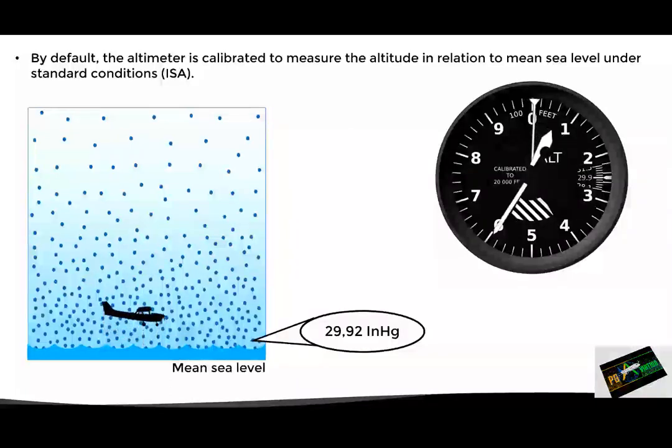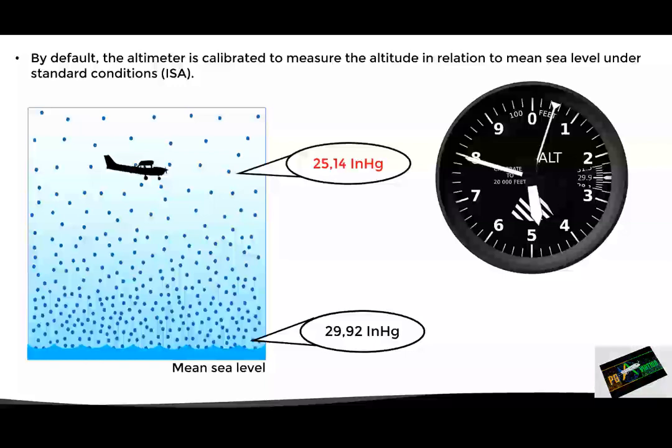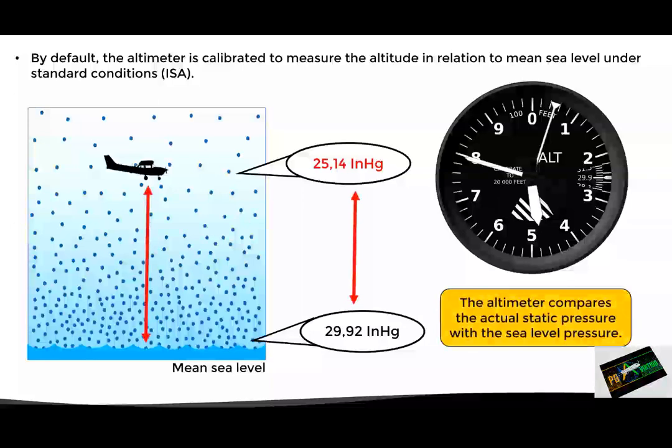Now, if the aircraft starts to climb, the static pressure will decrease, and therefore the altimeter will show an increase in altitude. Let's suppose, for example, that this aircraft climbs up to a point where the static pressure is 25.14 inches of mercury. In this case, what the altimeter does is compare the new static pressure value with the reference pressure of 29.92 inches of mercury. And based on the resulting pressure difference, the altimeter can calculate the altitude above the reference level.